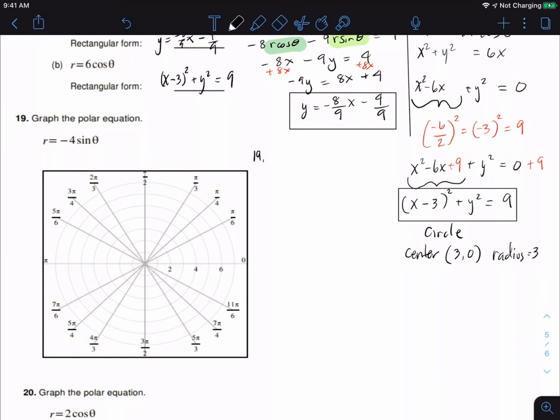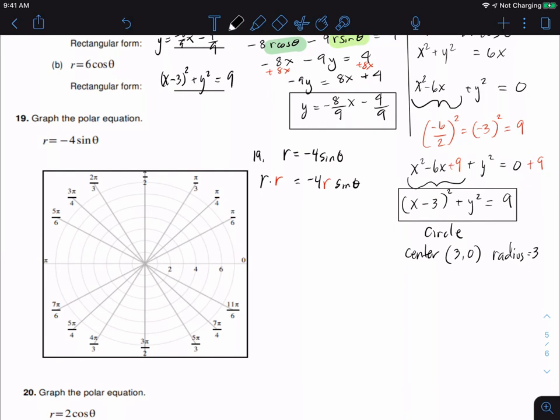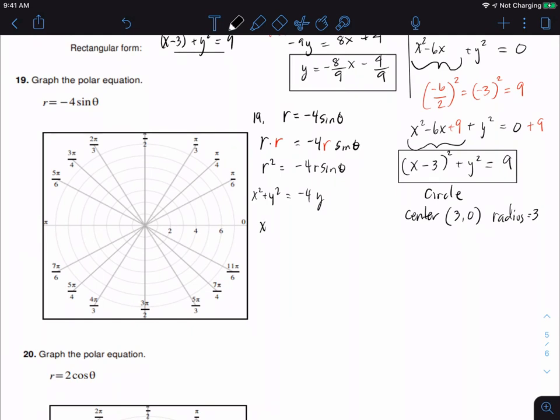So this is for number 19 here. So we have r is equal to a negative 4 sine theta. And so the trick here again, we're going to multiply by the r to both sides, right? So it's going to be r times negative 4 sine theta. I'm going to multiply by r and multiply by r. So since I multiplied both sides by r, it's still balanced. So I'm going to get r squared is equal to a negative 4r sine theta. But we know that r squared is x squared plus y squared. And we know that r sine theta is y. And so this is going to be x squared plus y squared plus 4y is equal to 0.